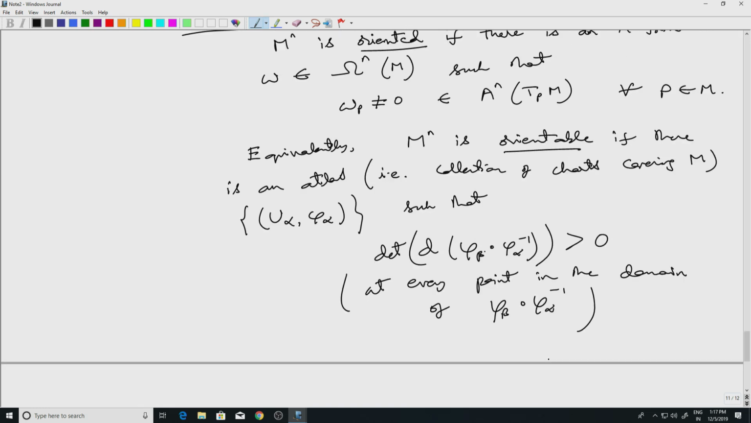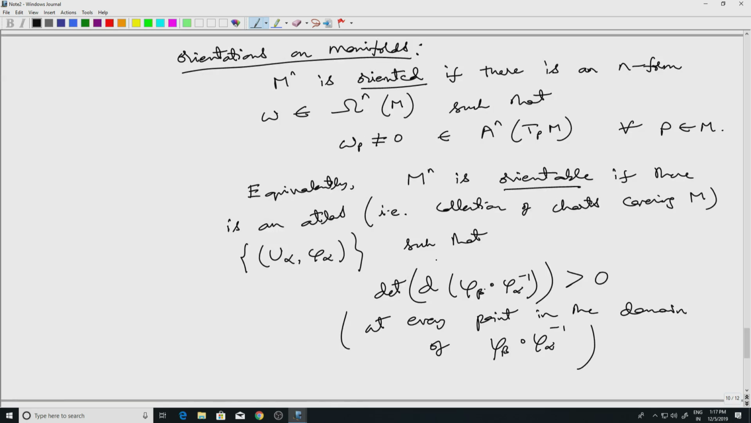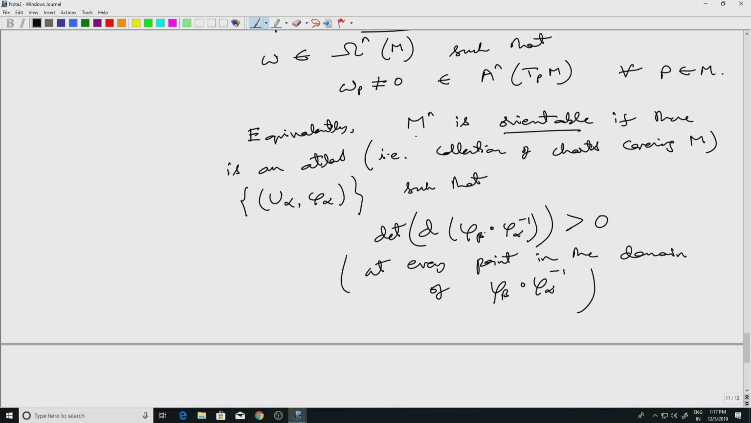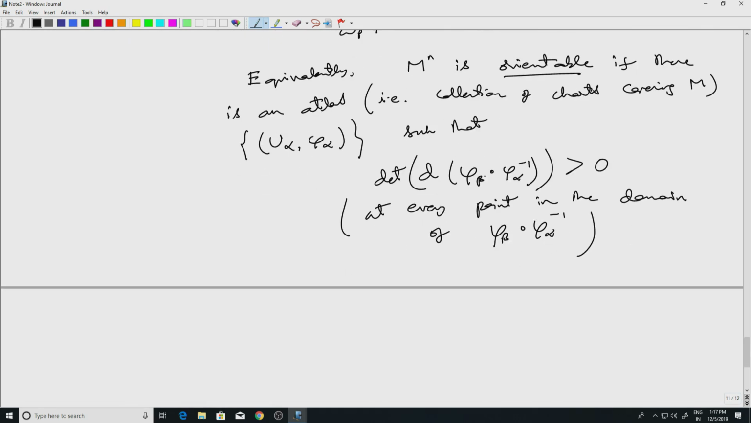Now here, this doesn't directly give me a specific orientation. That's why I call it orientable. However, I can use this to get an orientation on M. So that's why I say equivalently. And conversely, if M is oriented, I can get an atlas of charts. When we have such an atlas, it's called an oriented atlas.